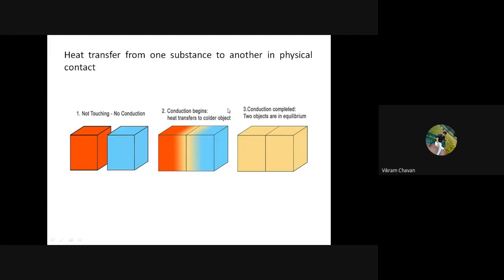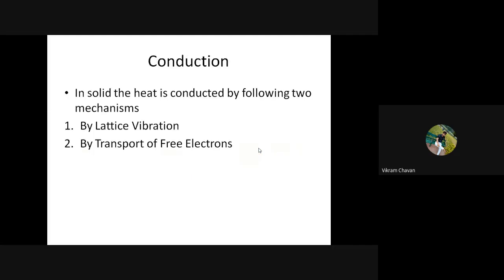To understand heat transfer between two substances, we considered an orange substance and a blue substance. When they are in physical contact, the orange substance has a higher temperature than the blue substance, and heat transfers from the orange substance to the blue substance. After some time the equilibrium state is achieved: the temperatures of the two substances become the same, there is no further change in temperature, and the heat transfer stops. That is conduction.